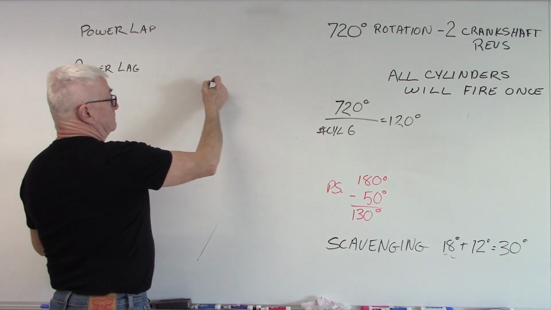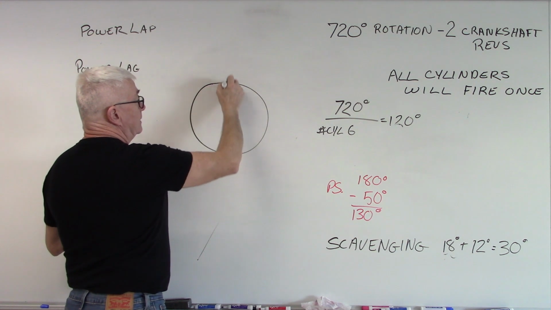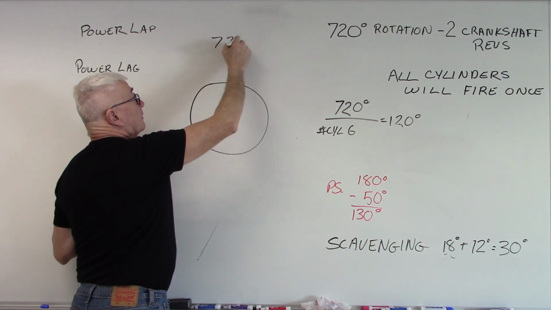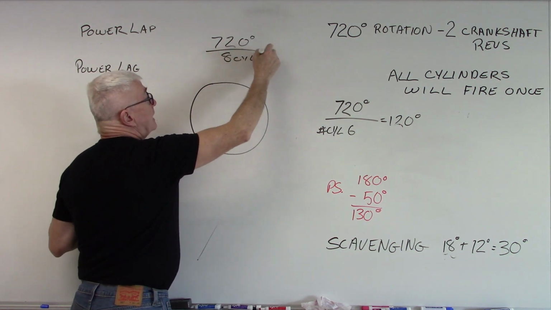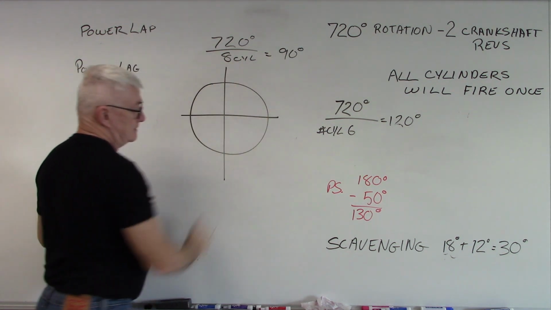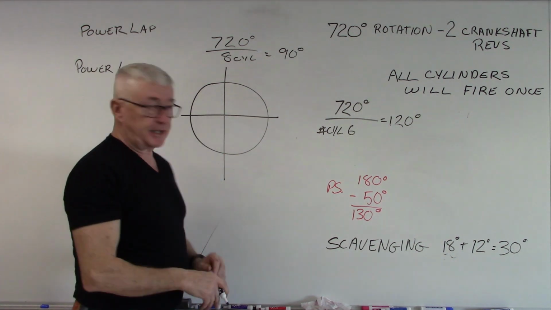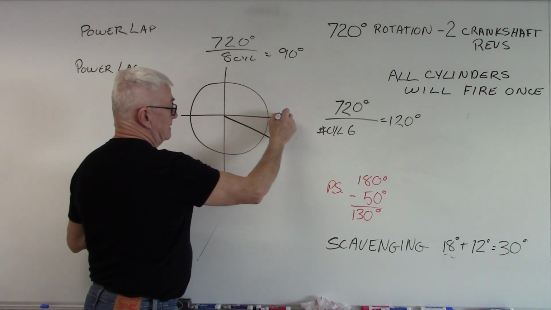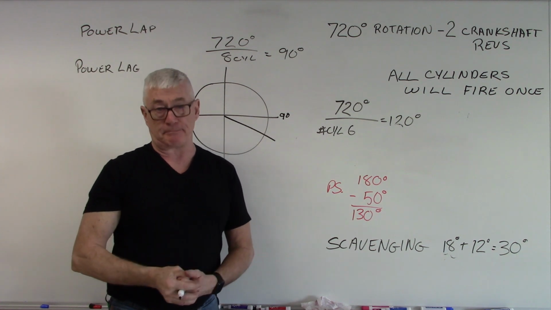The other common engine that we deal with is the 8-cylinder. With that, again, it's simple math. Take the 720 degrees divided by 8 cylinders equals 90 degrees of spacing, which means it would be like this. All right? And if we keep using that 130 degrees, from this 90 degree angle, we would actually have a 40 degree power lap.